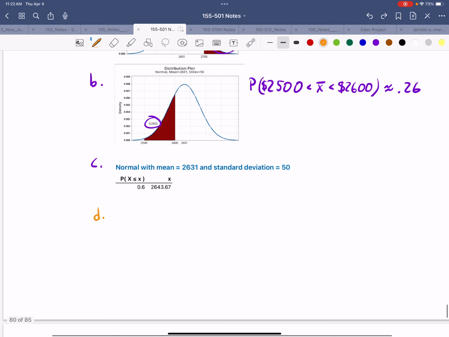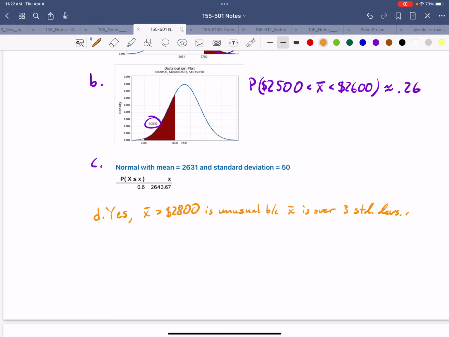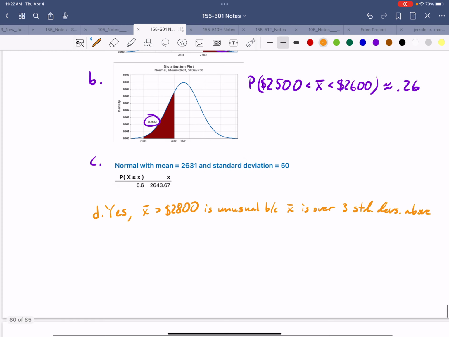So even without doing calculations, yes, we know that a sample mean being greater than 2,800 is unusual. In fact, it's flat out rare. Right? Because for two reasons. Number one, x is over 3 standard deviations above the mean. Actually, I should say above the mean for x bar, which is 2630. Remember, it's the same as the population mean.